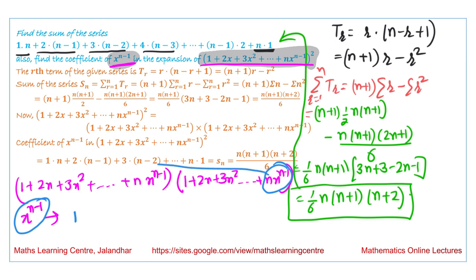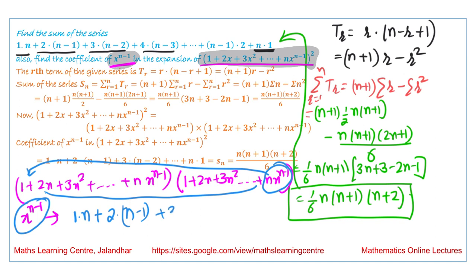The term x raised to the power n minus 1 is first multiplied with this 1, so we get 1 into n. Next it is multiplied with the 2, so we get 2 into n minus 1, 2 into the term before this. The next is 3 into n minus 2, and so on up to 1 into n.